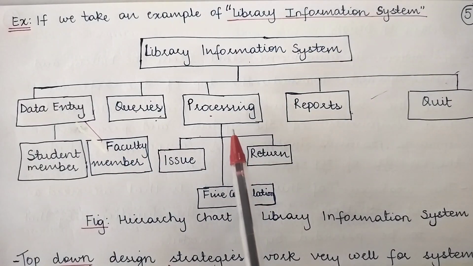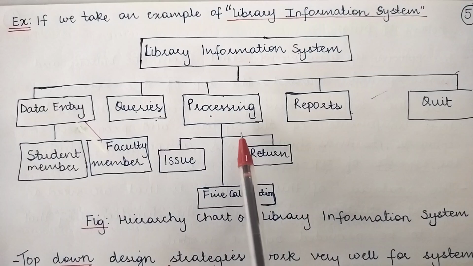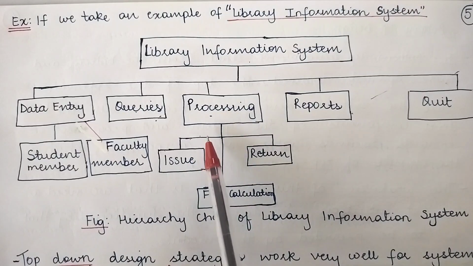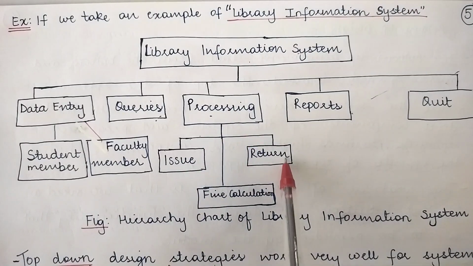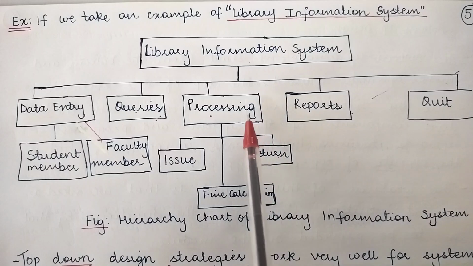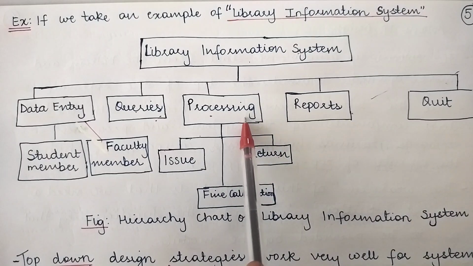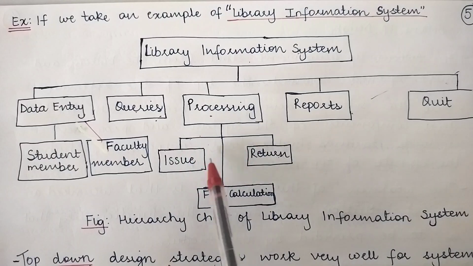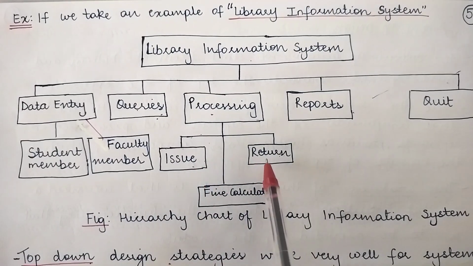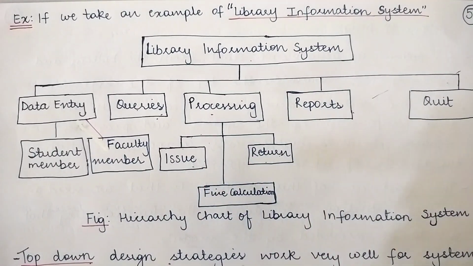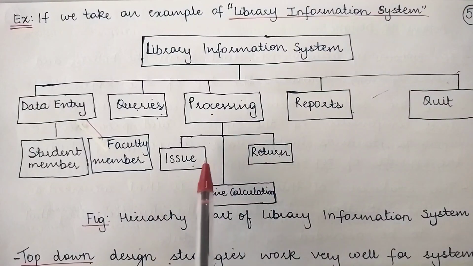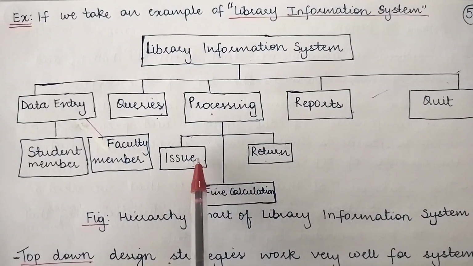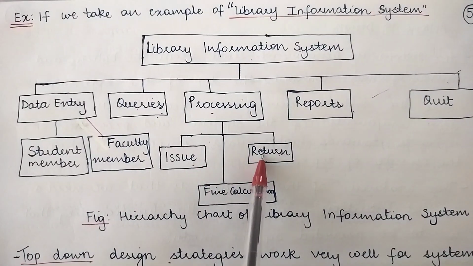Then when we talk of processing in the library information system, processing can be done in two ways. One is issuing the books and another is return of the books. So that means processing, which is a subordinate module of the library information system, can further be divided into two modules. One is the issue module and another is the return module. So as you can see, both these modules, issue and return, are self-dependent and have no dependency upon each other.